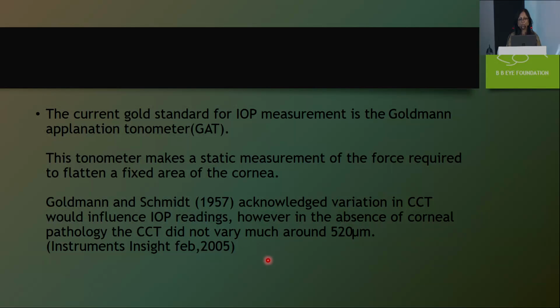Goldmann and Schmidt actually acknowledged that a variation of the central corneal thickness would influence the IOP readings, and we were using the Goldmann tonometer for about 50 years before we started correcting it for the central corneal thickness. The Goldmann and Schmidt algorithm actually centers around 520 microns. That is the corneal thickness at which the tonometer needs no correction. Otherwise, you'd have to correct it either way.